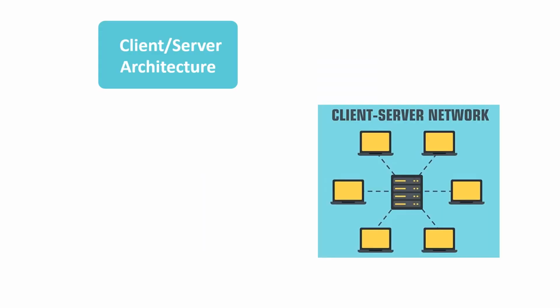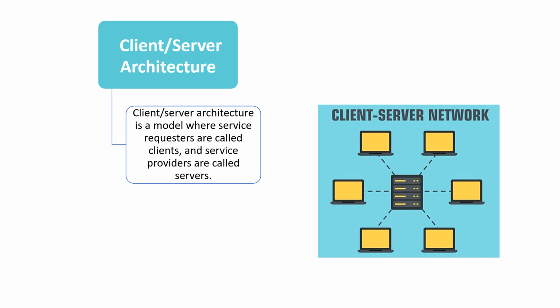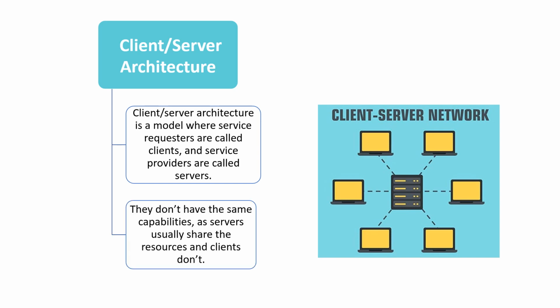And now we can see what is a client-server architecture. So this is a model where service requesters are called the clients, that is, the devices which request for the service are called clients, and the service providers, the devices that provide the service, are called servers, and they don't have the same capabilities as the other devices in this network. In this architecture, devices do not have equal capabilities, as servers usually share their resources and clients don't.